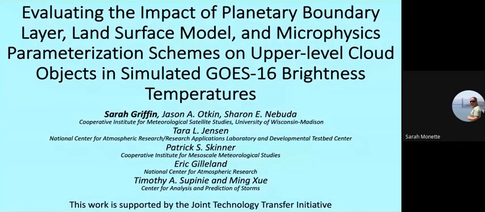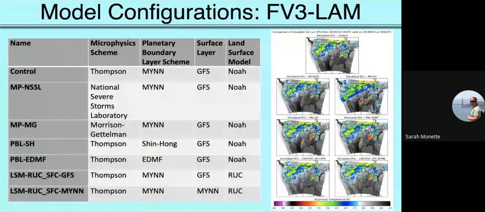So if we go to the next slide, here is our model configuration. They're based on the FV3. So we have our control simulation, which uses the Thompson microphysics scheme, the MYNN PBL, and the GFS surface layer, and then the Noah land surface model. And we compare the control to six different model configurations. The reason why we call it the control is we don't have any assumptions on whether the control is the better model, but every single configuration is something slightly different from the control.